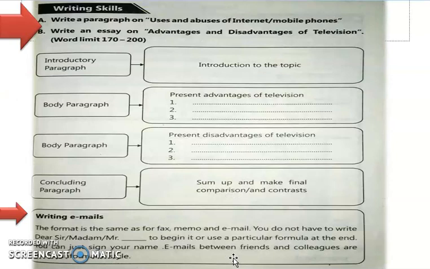Now question number A. Students, B question हम नहीं करेंगे, हम just A question करेंगे. Write a paragraph on uses and abuses of internet and mobile phone. You can search this question from internet also. You can take help from your siblings, from your parents, or you can also write it by yourself if you have vocabulary bank. Students, you have to write a paragraph of maximum 100 to 125 words or 150 words on uses and abuses of internet and mobile phone.